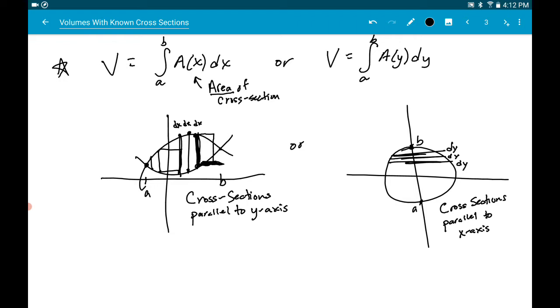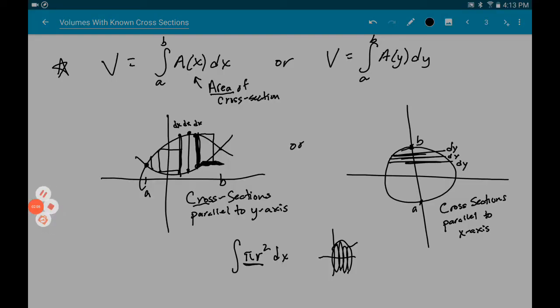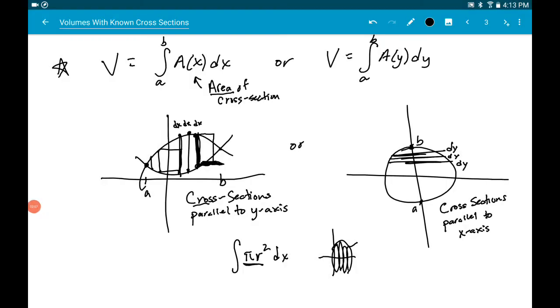The reason we did a bunch with pi r squared, specifically with the disk method, is because when you rotate a curve, you have a bunch of circles. And that's the area of a circle. Now we're going to look at cross-sections that aren't circles, other geometric shapes. All right, here we go.